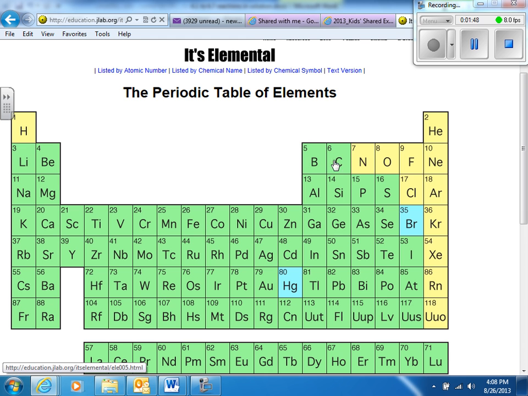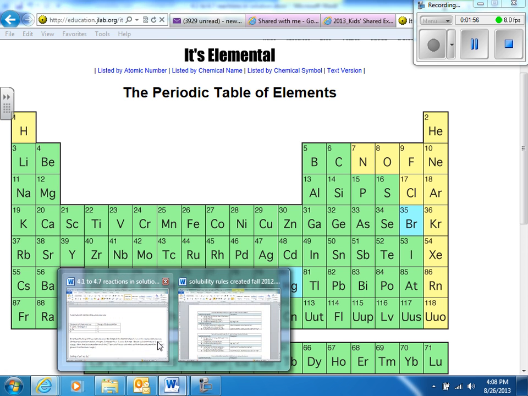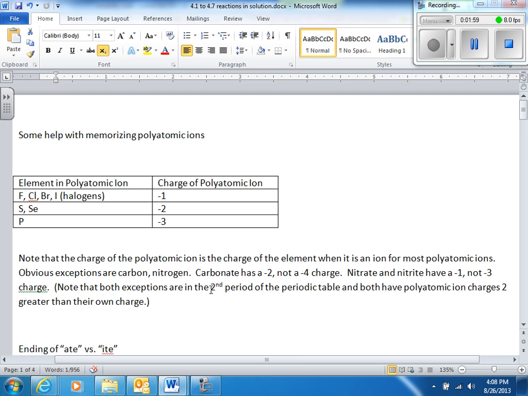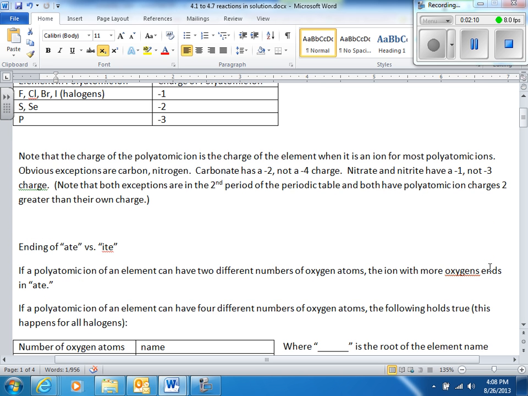Notice, though, these are both in the second period, and the charge of the polyatomic ion is different from the charge of the element itself by 2. So second period, and the difference in the charges is 2. -2 to -4, the difference is 2. -1 to -3, the difference is 2. Just a little way to memorize those things. That was just how to not memorize the charges, but use the periodic table to help you know them.